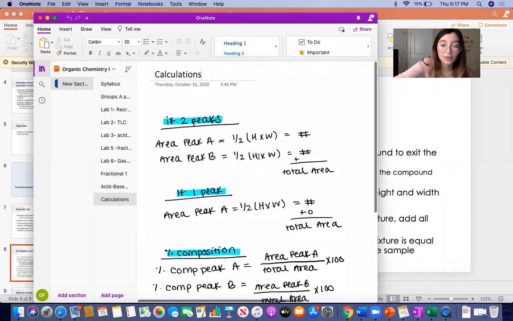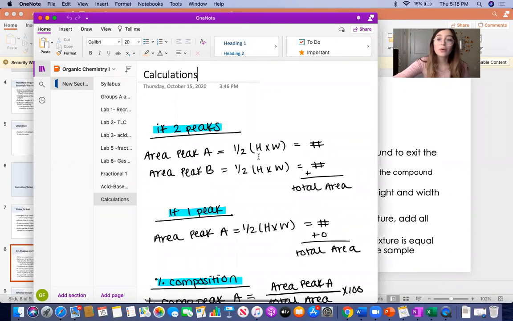Excuse my handwriting. Okay, so let's imagine a spectra with two peaks. You're going to have peak A, and then you're going to have peak B. So to get the area of peak A, we're going to do half height times width, and you're going to get a value. Now you're going to do the same thing to find the area for peak B. Half height times width, and you're going to get a value. You're going to add these two values up, and it's going to give the total area for the peaks.